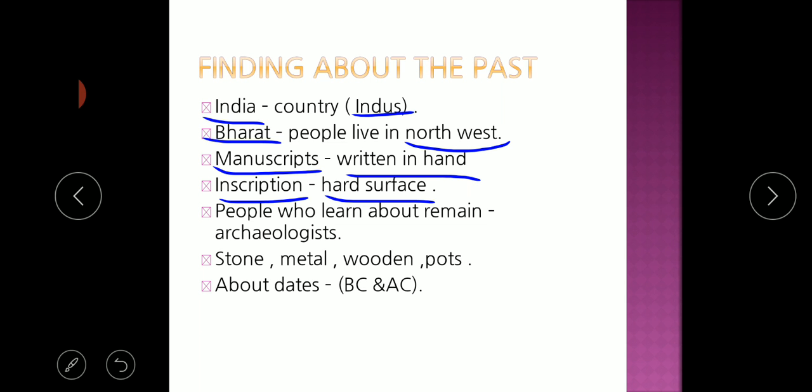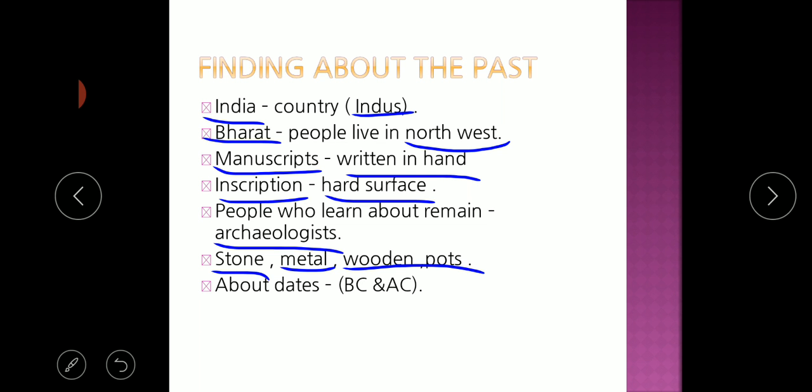People who learn about the remains of architecture, sculptures, bricks, temples, and all, digging the land and doing research, are called archaeologists. The objects found in the land may be in stone, metal, wood, or pots. All this helps us to know the past: how, when, at what time the people lived and what kind of metal they used, right?